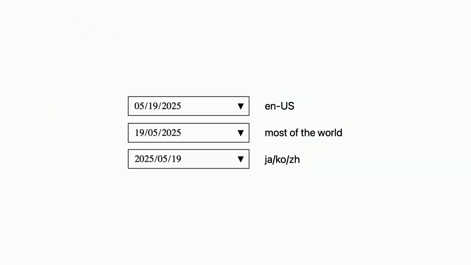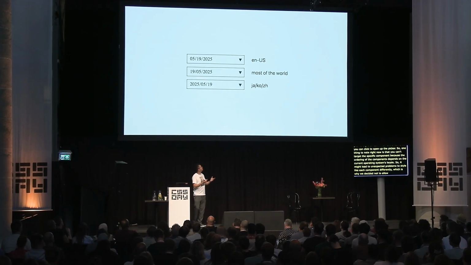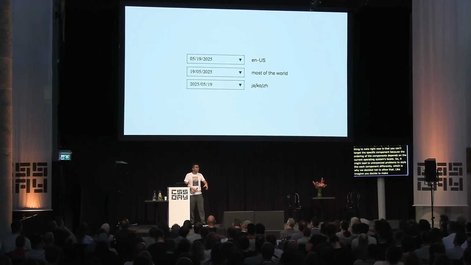One thing to note right now is that you can't target a specific component because the ordering of the components depends on the current operating system's locale. So it might lead to unexpected problems to style each component differently, which is why we decided not to allow that. Imagine you decide to make the year larger and at the bottom, then you might screw up accidentally.